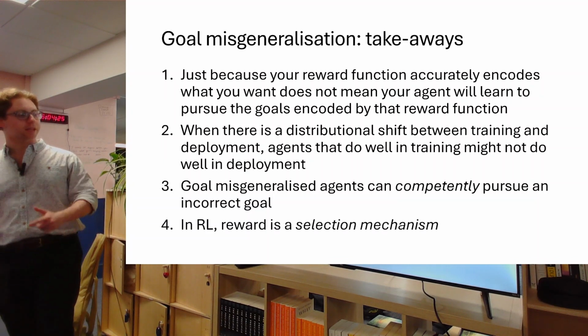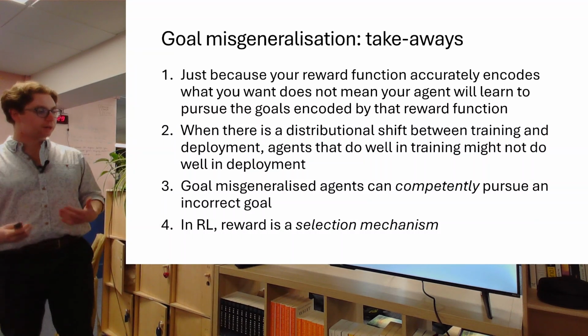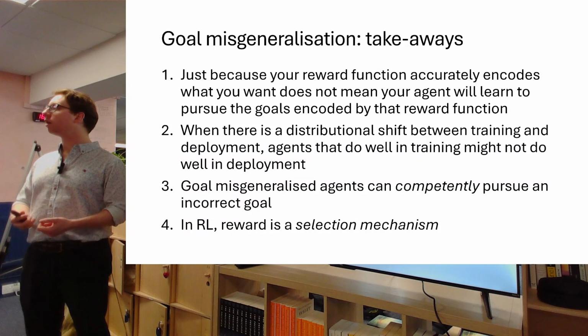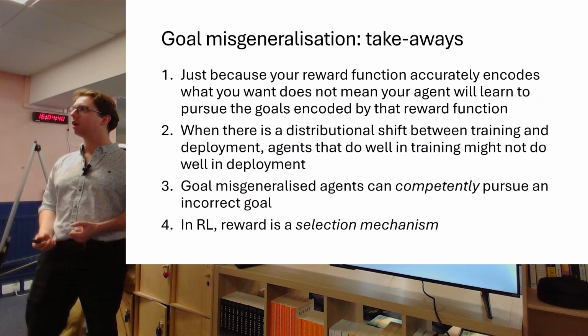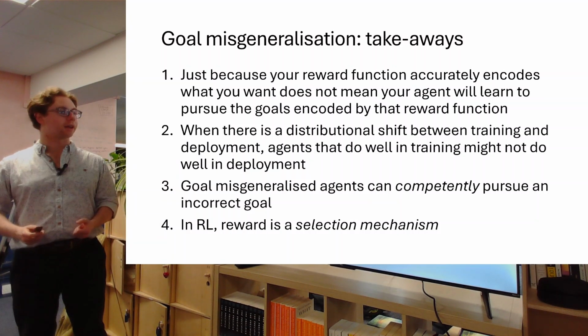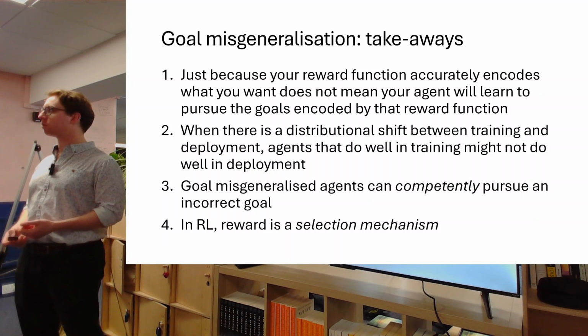And lastly is the high-level conceptual point that the role of reward in reinforcement learning is selection of cognitive patterns, not the thing that the agent is going to maximize. The agent doesn't maximize the reward. It doesn't even see the reward. Rewards are used to select patterns within the agent. And this is the correct way to think about how rewards operate in reinforcement learning.